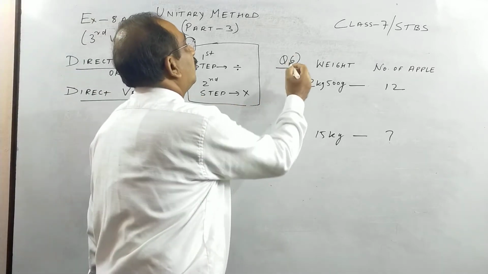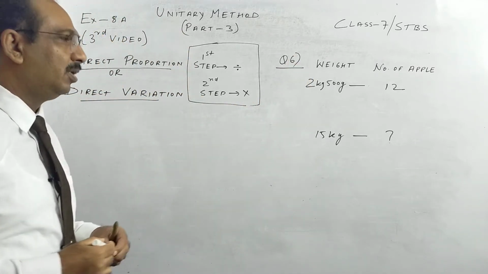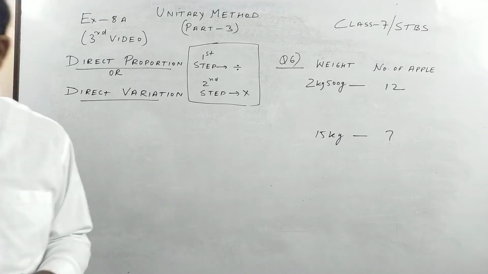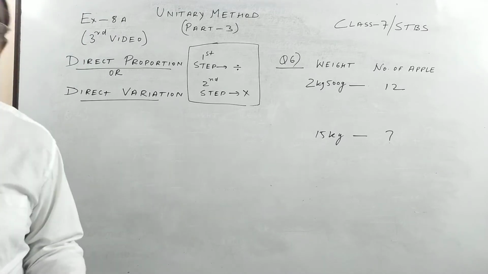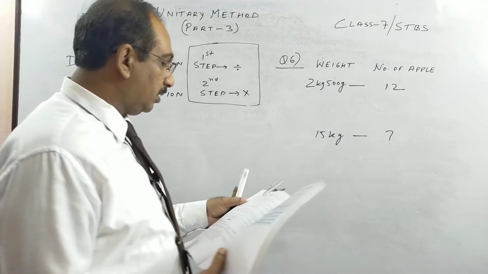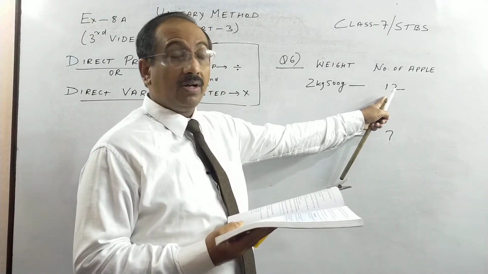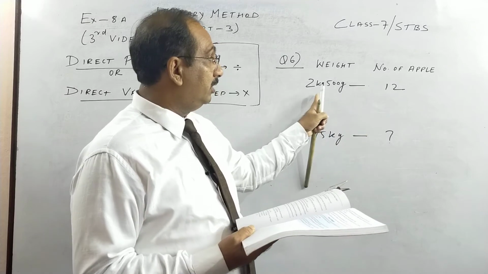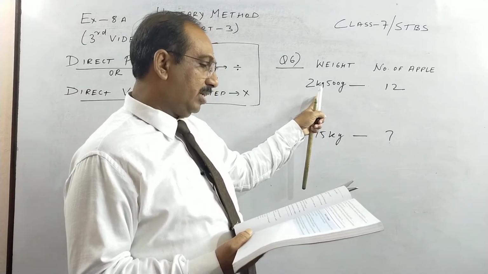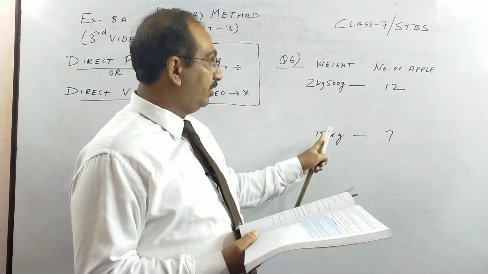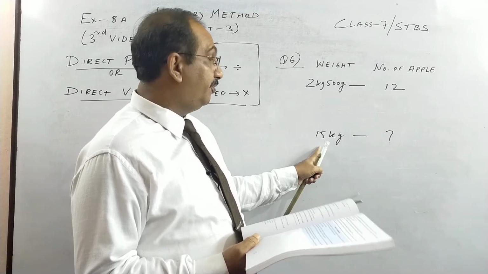So see, one very important thing here, weight of apple is given. Okay, let us see the question, and one very important thing I'll try to highlight over here. 12 apples weigh, see this is the 12, but I'm not writing 12 on the left side. 12 apples weigh 2 kg and 500 gram. How many apples will weigh 15 kg?